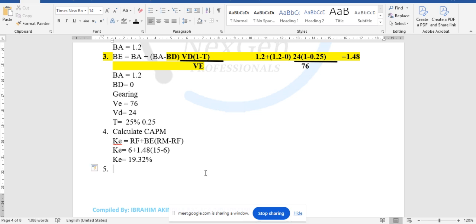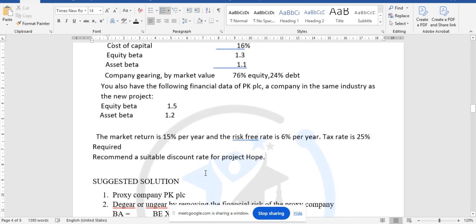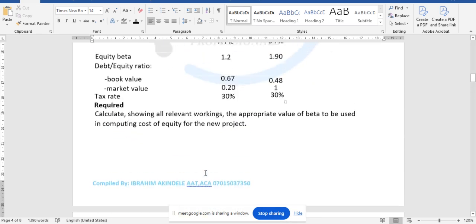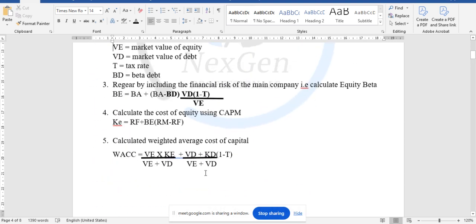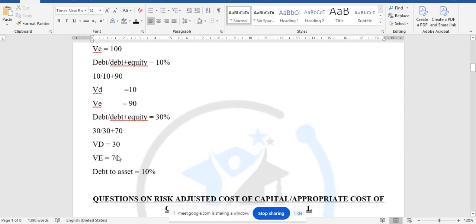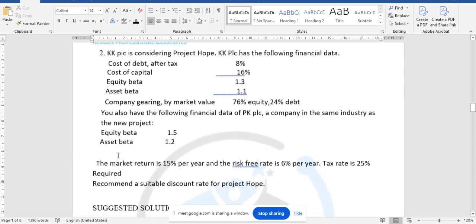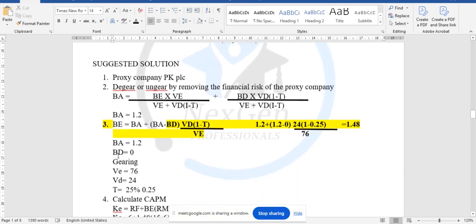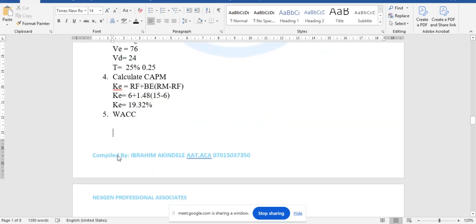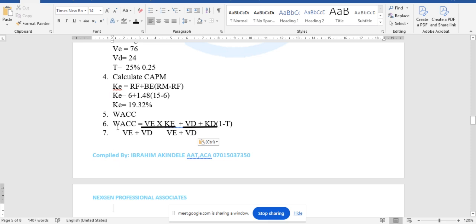So, step 5, WACC, weighted average cost of capital. What is the formula? Let me quickly pick the formula from there so that we can close today's class. I'm tired already. So please follow as we move. I will upload it immediately after this class. I'll make sure I upload it. Go back to it and watch.